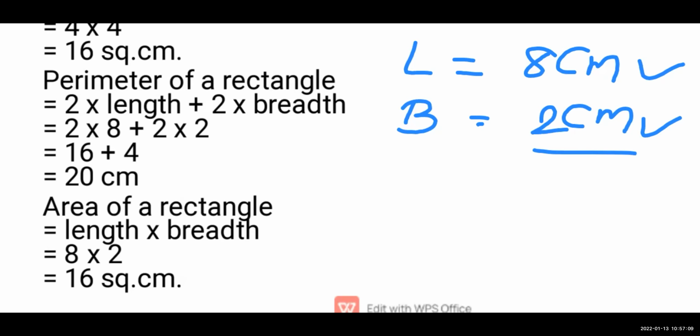So here we have completed our chapter, that is perimeter and area. Okay, now I'll stop my screen.